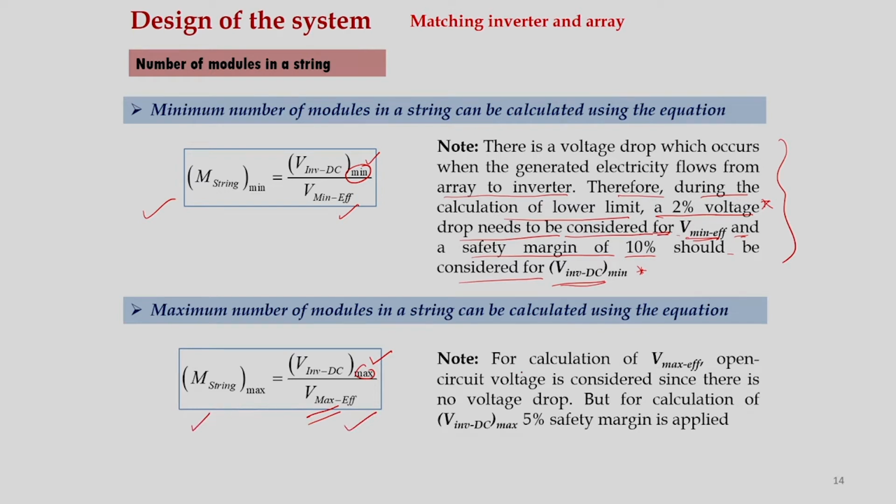Please note that for calculation of V max effective, the open circuit voltage is considered since there is no voltage drop. This is important, but for the calculation of the inverter voltage, that is the maximum voltage, a 5% safety margin is applied. This information needs to be kept in mind while designing a grid connected PV system, especially for the minimum number of modules in a string and the maximum number of modules in a string.